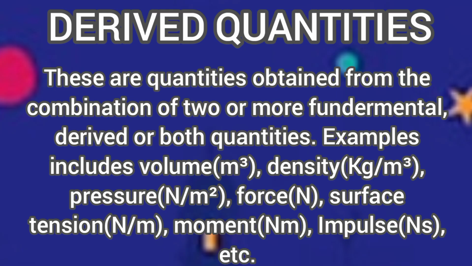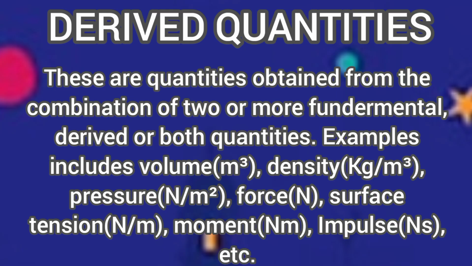Density is the mass per unit volume. Hence, the unit is in kilogram per meter cube. Pressure is the force per unit area of a substance. Hence, the unit is in Newton per meter square because the unit of area is meter square. Force is the product of mass and acceleration. Hence, the unit is in Newton.